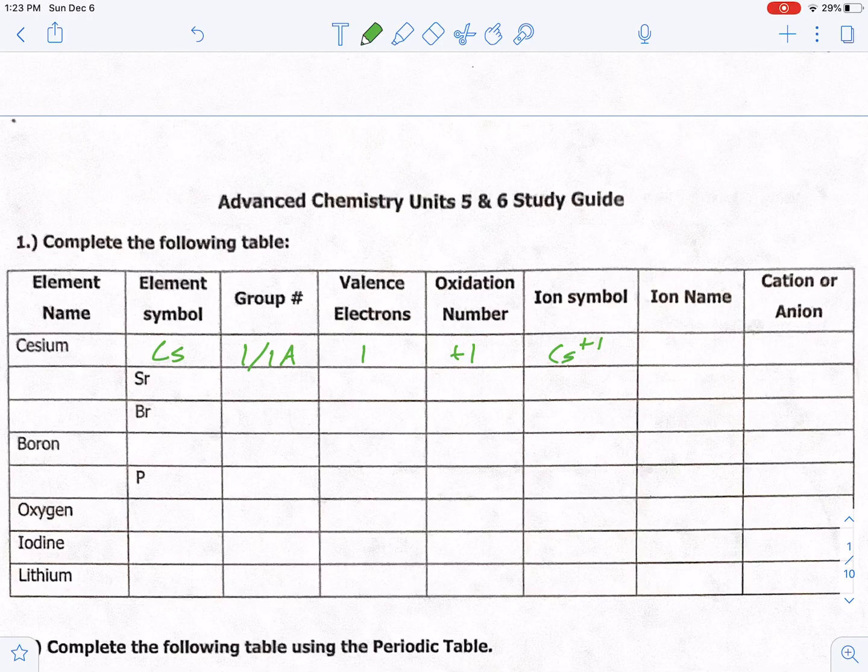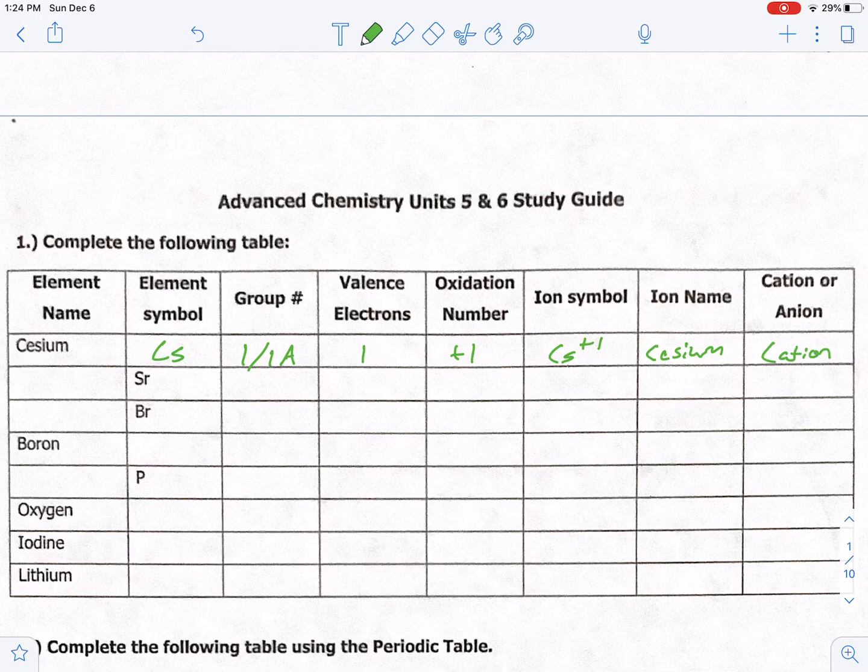The ion name, so remember when we were bonding, your cation's name never changed. So your cation is your positive one. So the cation's name never changed. The ion name would just be cesium. Okay, and we already talked about this. It has a positive charge, so therefore it is a cation.